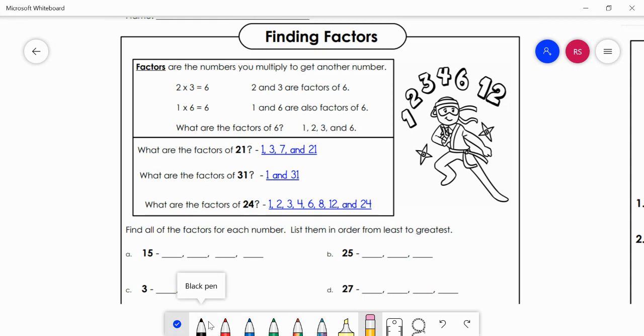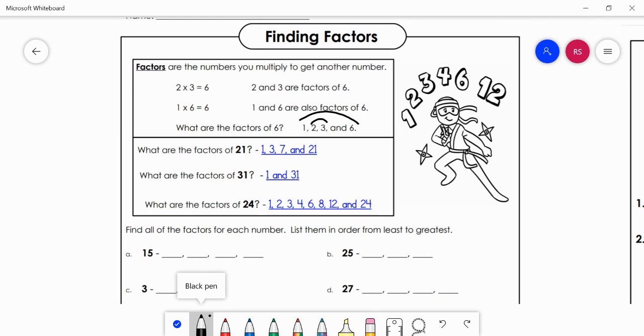When you're asked the question, what are the factors of 6? If you're listing them, you can use the rainbow method, right? We know that 1 times 6 is 6, and 2 times 3 is 6. But remember, when we're listing factors, we always list them from least to greatest. It's okay if you need to write them down on a piece of paper, but when you're listing them, make sure that they're in order from least to greatest.